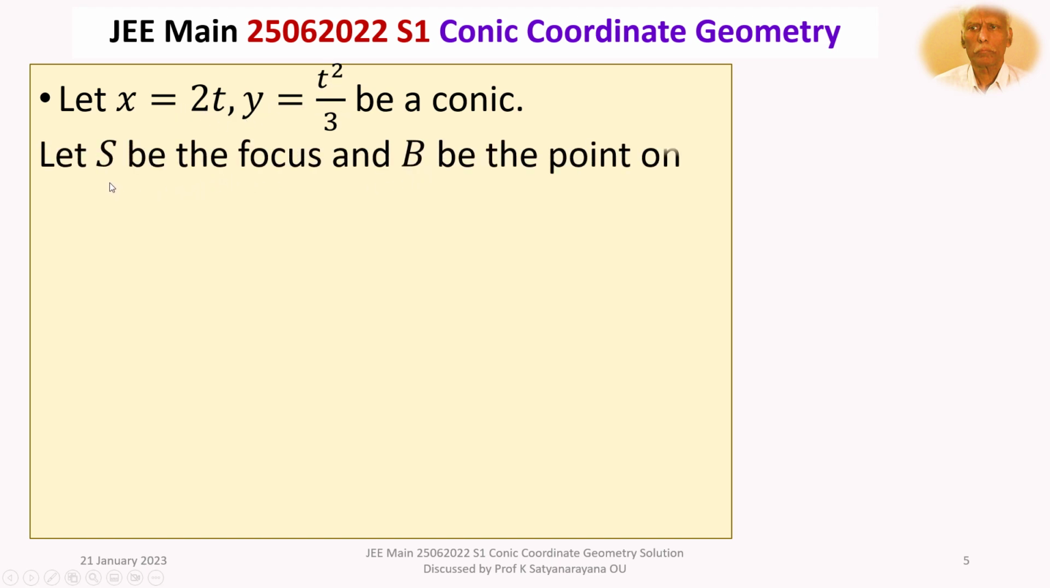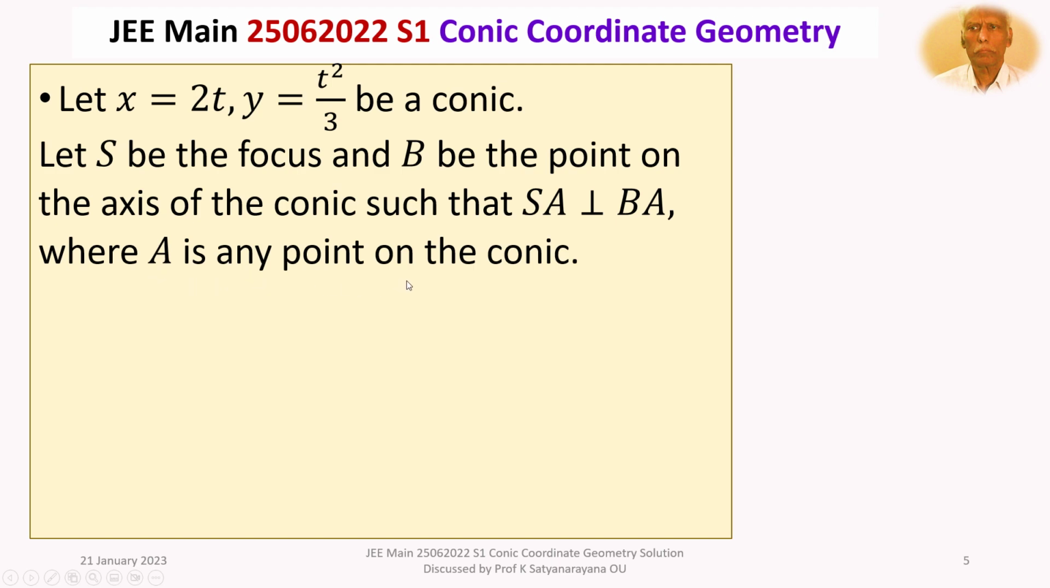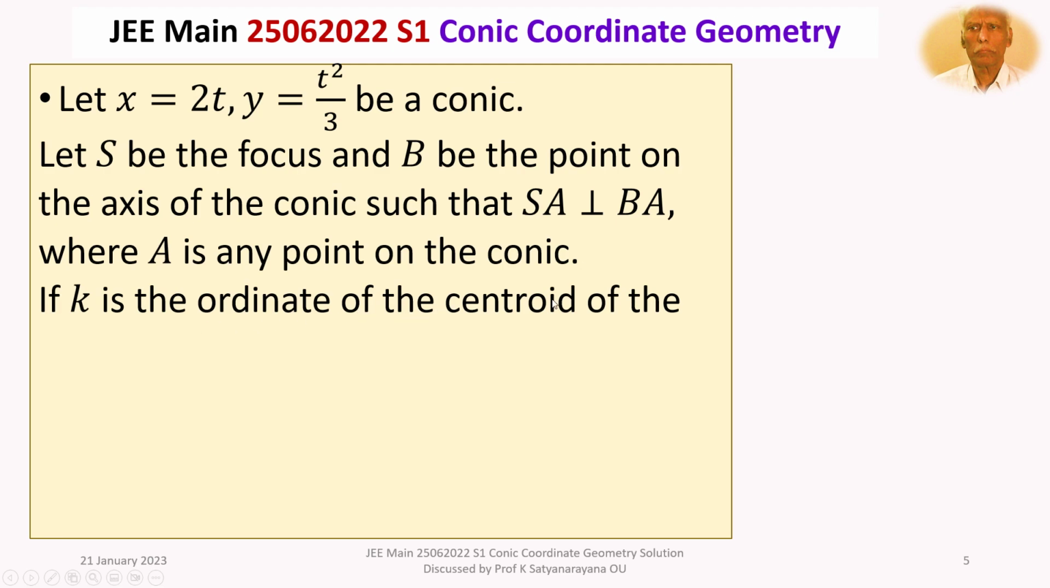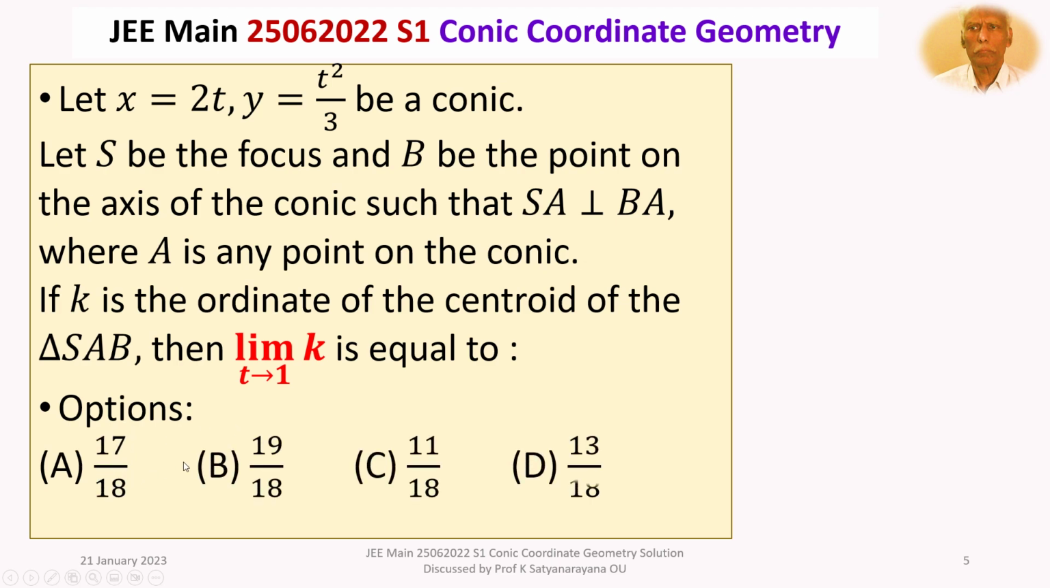conic. Let S be a focus and B be a point on the axis of the conic such that SA is perpendicular to BA, where A is any point on the conic. If K is the ordinate of the centroid of the triangle SAB, then limit t tends to 1 of K is equal to, we are given four options. Option A 17 by 18, option B 19 by 18, option C 11 by 18, option D 13 by 18.